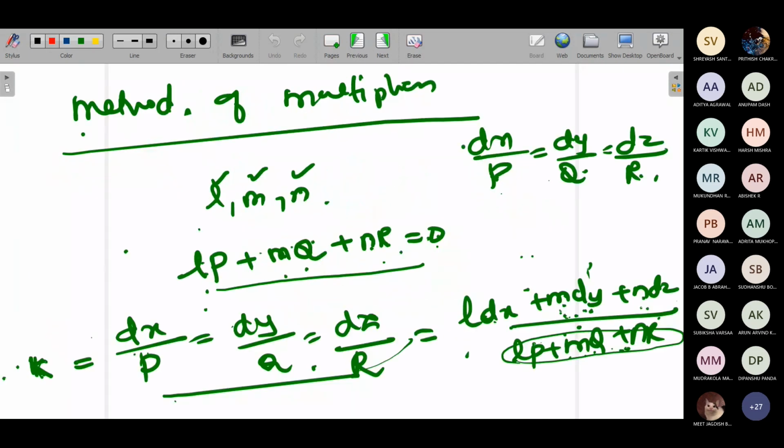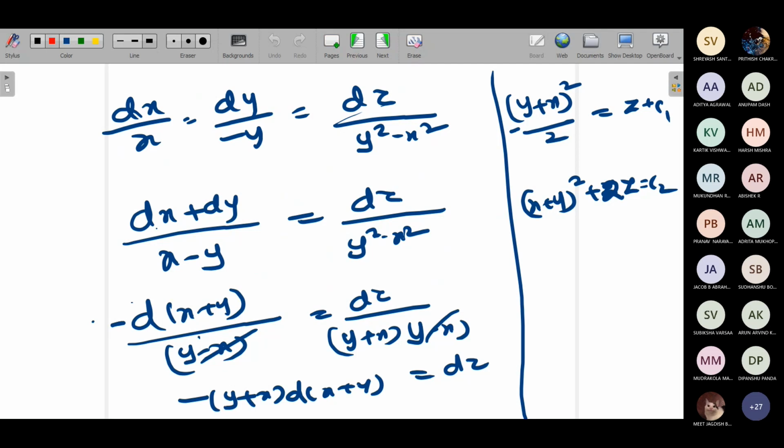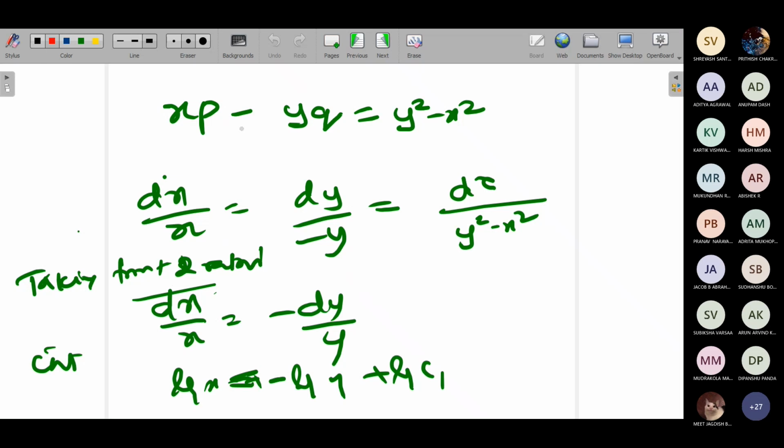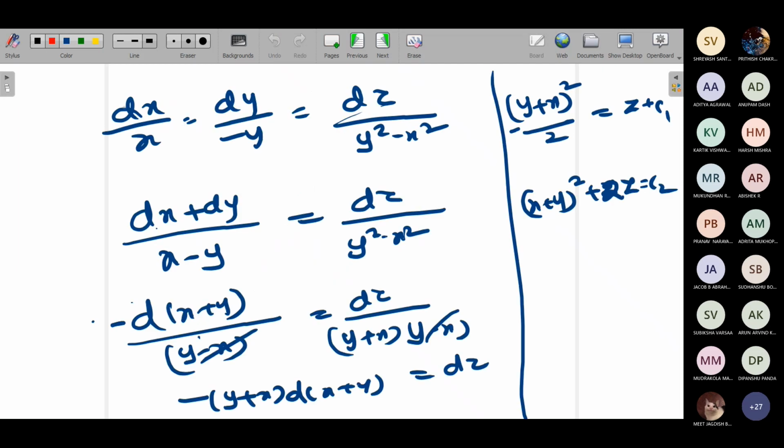After this, I have included that slide inside this. See, this problem I did. The problem was xp minus yq, equal to this one. So taking the first two, I got this. This is also correct. The second term I took as dx by x minus y dy by y square. This is also standard form only. Minus d of x minus y into y minus x. I wrote it. Even this is correct.